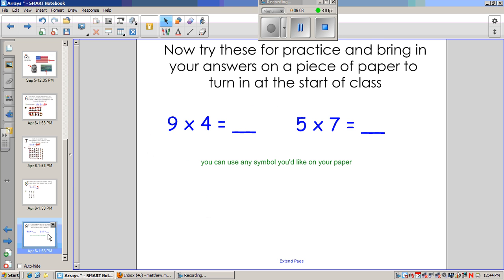And now we have an assignment for you to turn in tomorrow. I want you to try these 2 problems, 9 times 4, and then also 5 times 7. And I want you to write the number model on a piece of paper and then draw an array for it. And then I want you to write the number model 5 times 7 and draw an array for that one as well. Remember, the first number always tells you how many rows. Rows go across. Second number tells you how many columns. Columns go up and down. And then the total number of pictures is your total answer. And it should be a rectangle of some sort.